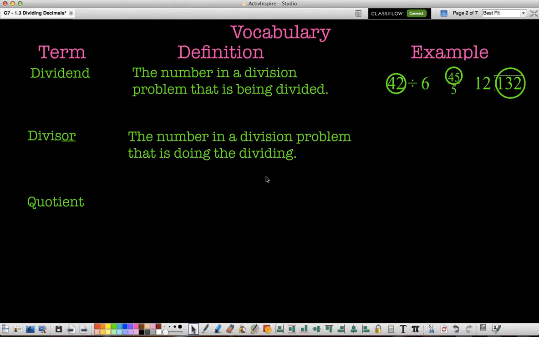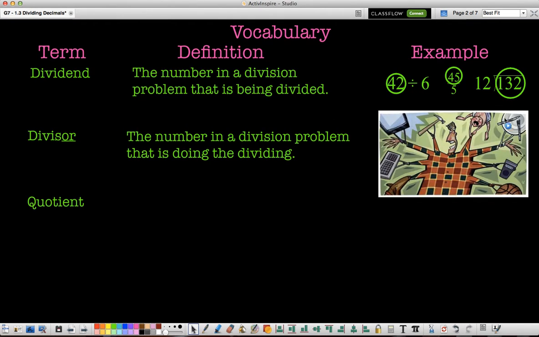The divisor is the number in a division problem that's doing the dividing. Notice I have the OR part underlined here. When you think about a teacher, they teach. A worker works. Let's think of some other examples. How about an employer? He employs people. So the OR is the doing part of the word. So if you have a divisor, it's doing the dividing.